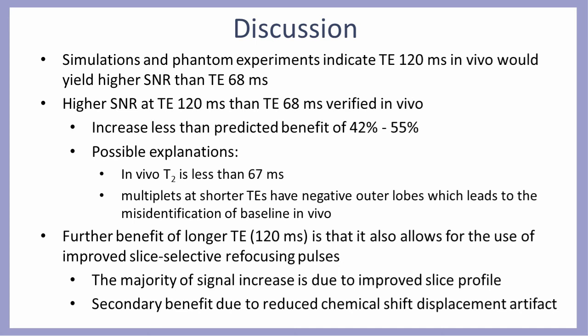This could be due to a number of reasons. The in vivo T2 relaxation may be less than 67 milliseconds, or it may be due to the fact that GSH multiplets at the shorter echo time have negative outer lobes, which leads to the misidentification of the baseline in vivo. A further benefit of the longer echo time is that it allows for the use of improved slice-selective refocusing pulses. The majority of this signal increase is due to the improved slice profile of these refocusing pulses. A secondary benefit is due to the reduced chemical shift displacement artifact from the higher bandwidth of the pulses.